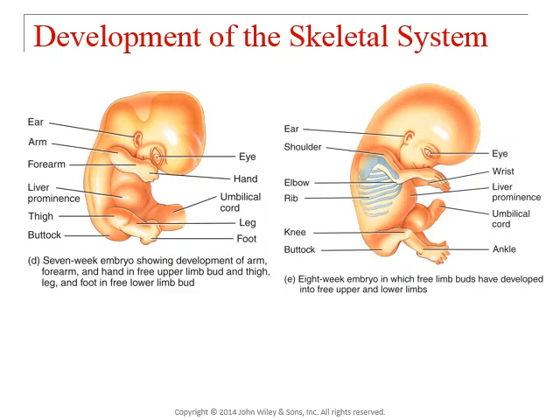So here we see on the left the 7-week embryo showing development of the arm, forearm, and hand in the upper limb bud, and also the thigh, leg, and foot in the lower limb bud. You start to see the beginnings of the phalanges too in both the hand and also in the foot.